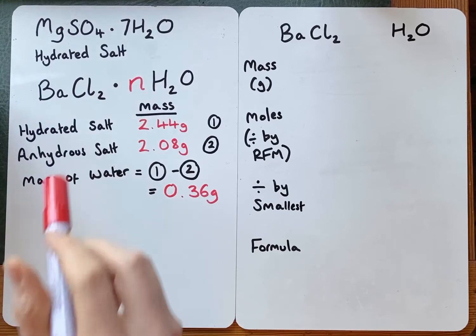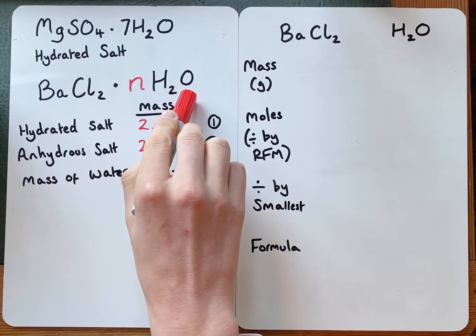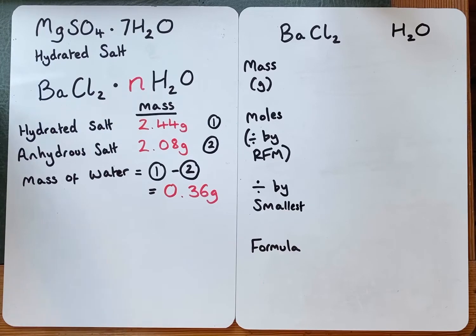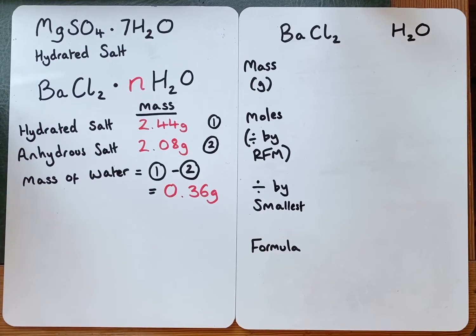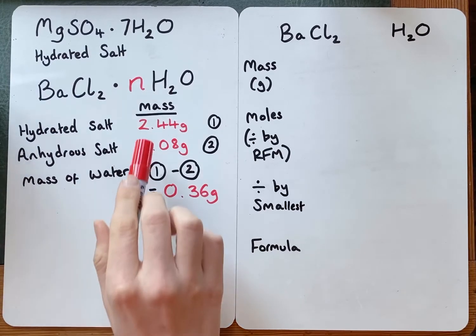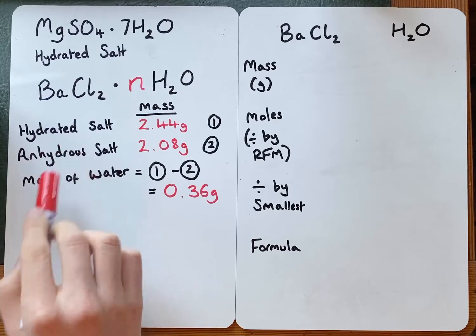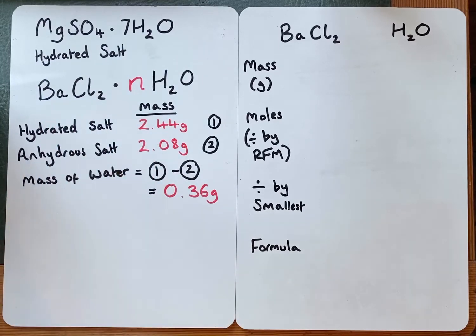Sometimes we don't know what that number is in front of the water, so we need to work it out in a similar way to the way we work out empirical formula. I'm going to use this barium chloride as an example. So we firstly start with a known mass of the hydrated salt. So that's the salt with the water. And in this case, we started with 2.44 grams.